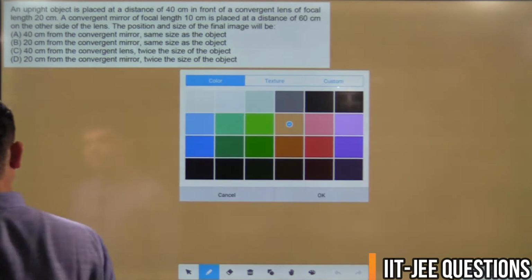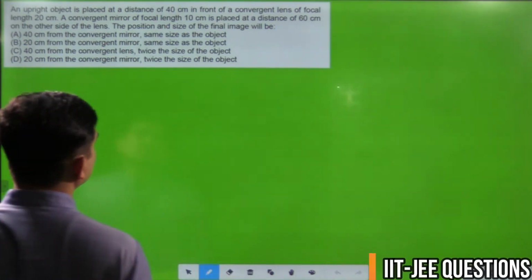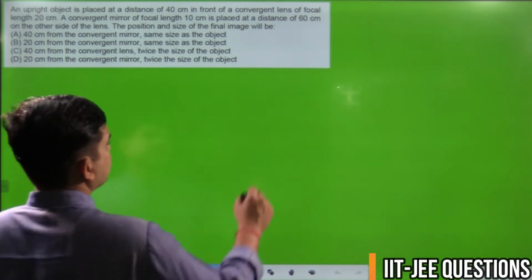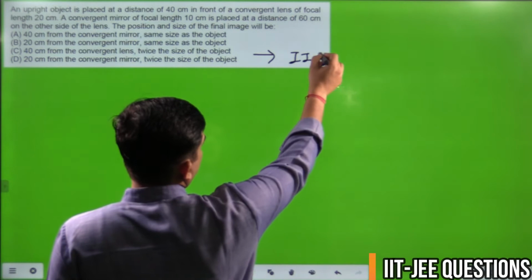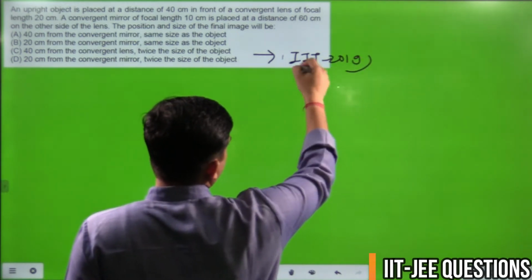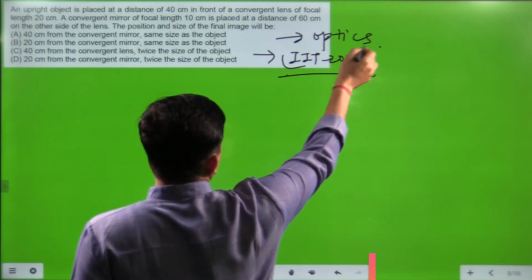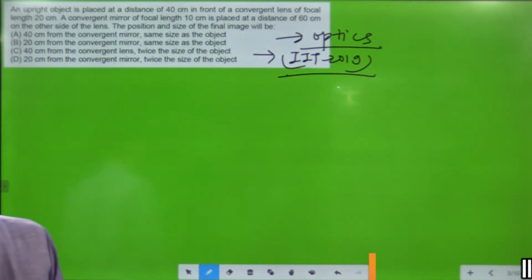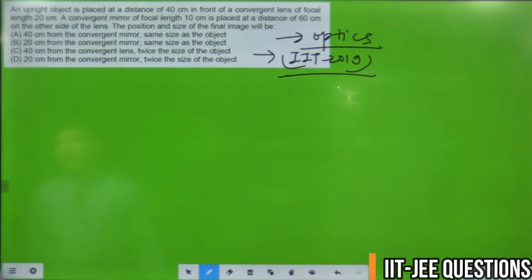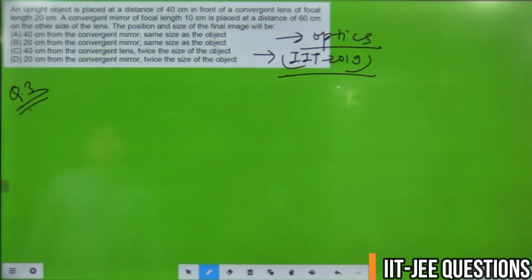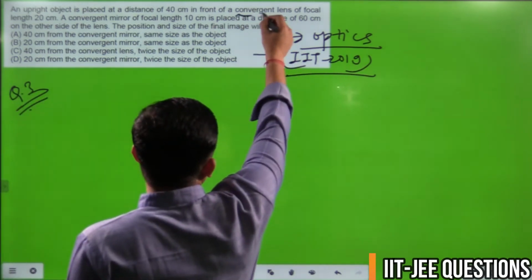Next, third question is also an IIT 2019 question, and it's based on optics. Again, a very important question. An upright object is placed at a distance of 40 centimeter in front of convergent lens.